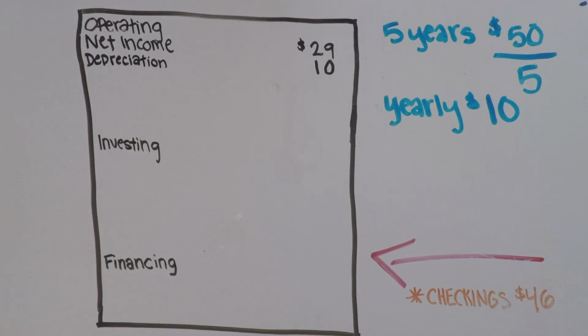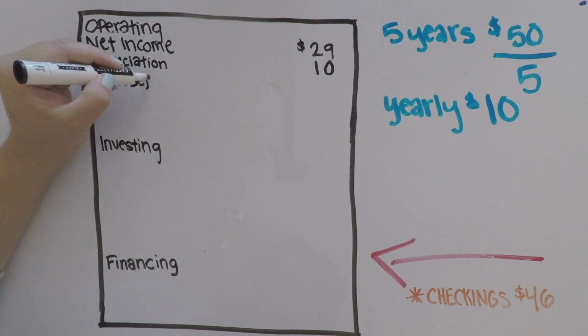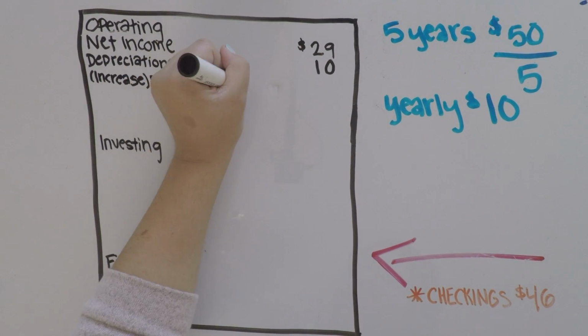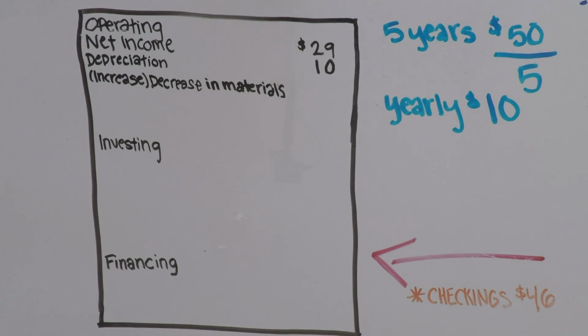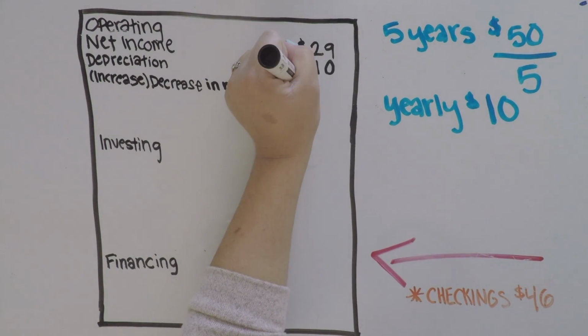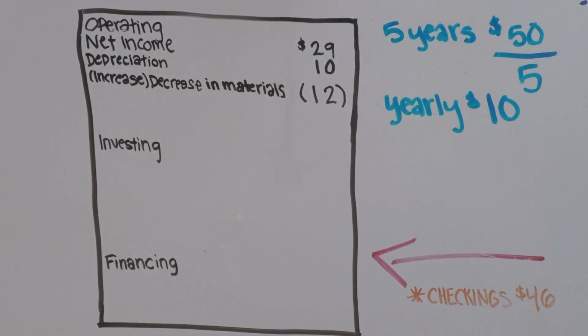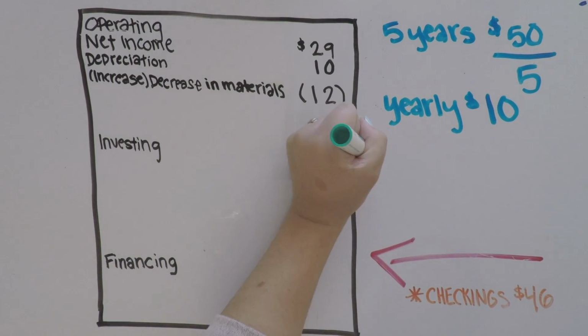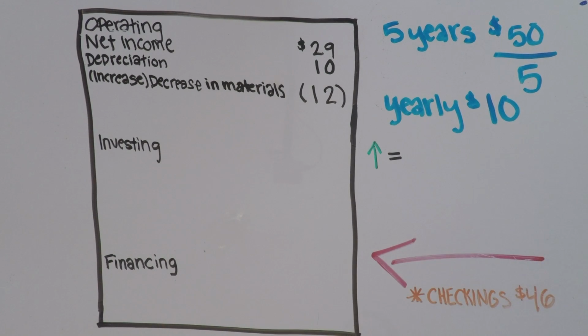After checking how many lemons, sugar, and paper products we have left, we found we had $12 worth, so our materials increased by $12. Under the statement of cash flows, if we increased a current asset, that means we spent money, which is why we list the amount as a negative.